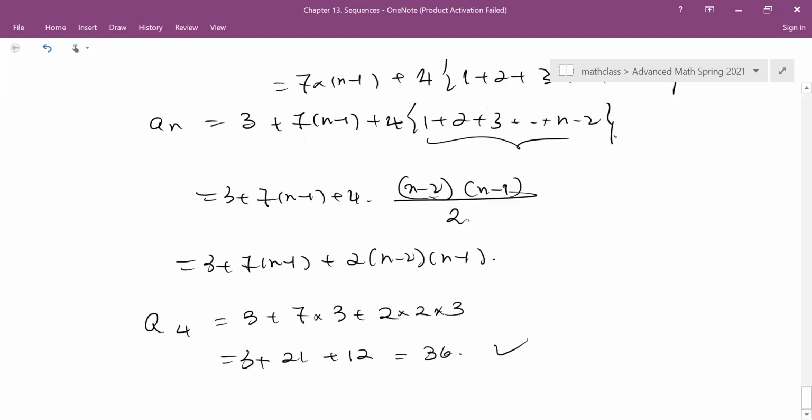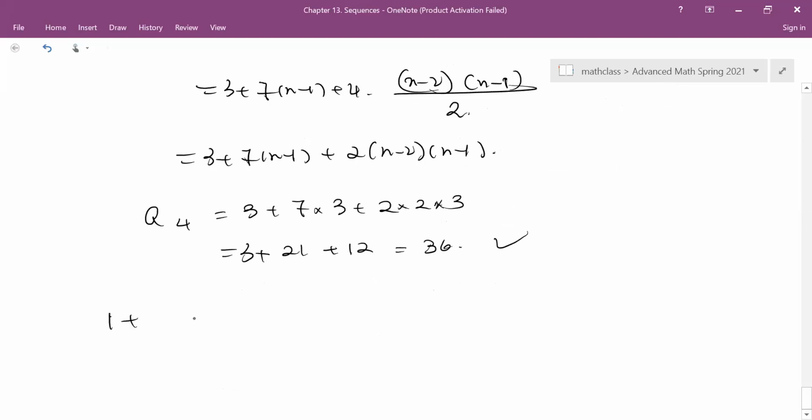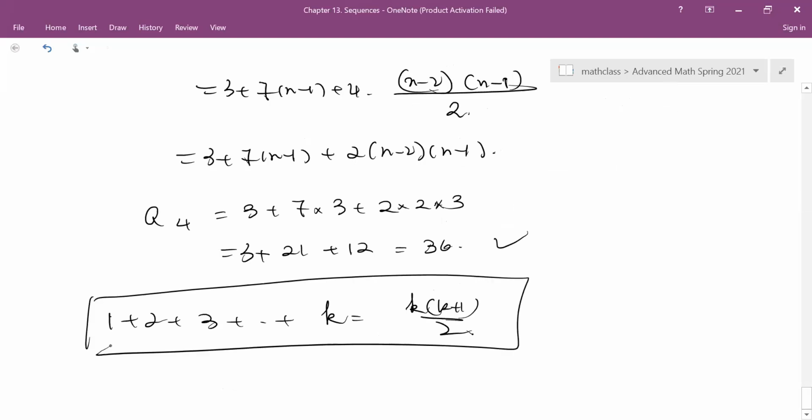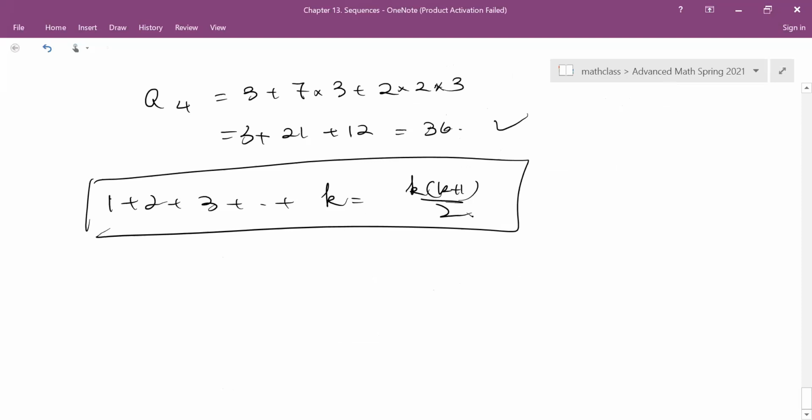Right, that's it. So here we use a formula: 1 plus 2 plus 3 all the way to k is going to be k times (k plus 1) divided by 2. All right. So our next problem, it's similar to this. I wish you can do that.